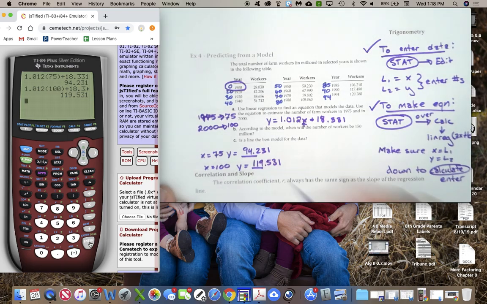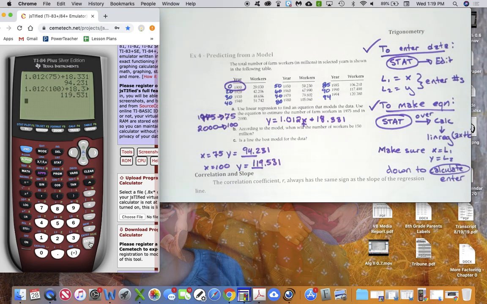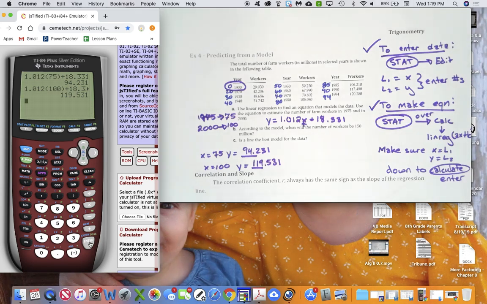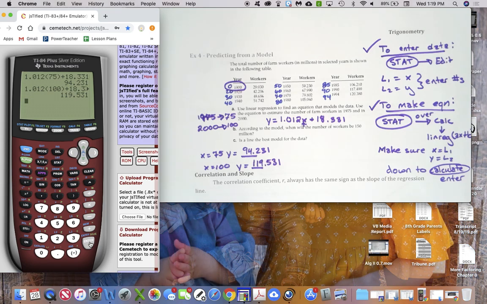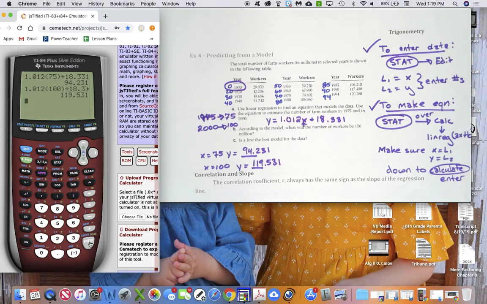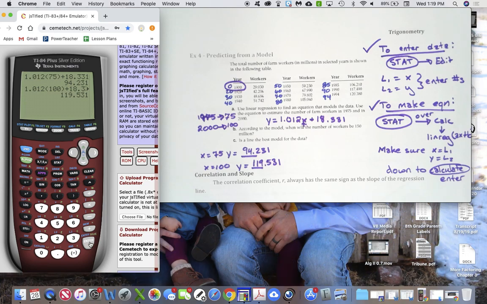What do those numbers mean? What units are they? In millions. Number of workers in millions. So in 1975, there was approximately 94 million workers. In 2000, there was 119 million workers.